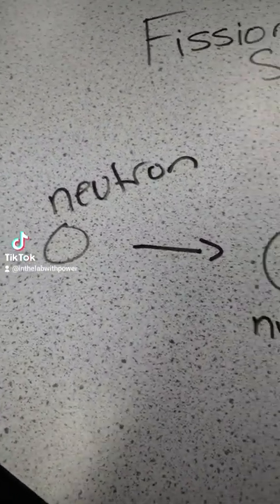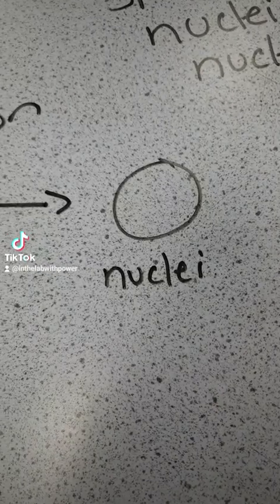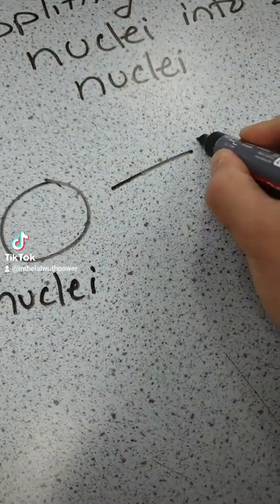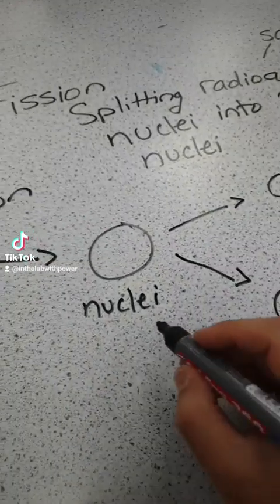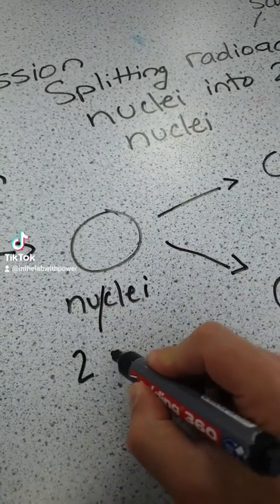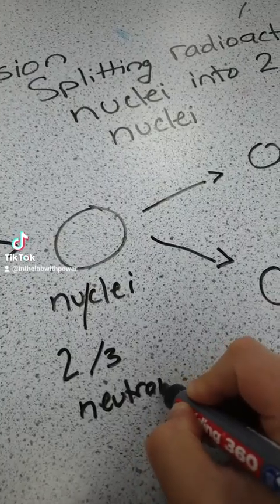Now the process all starts with a neutron. A lowly neutron is fired at a nucleus, and what that does is it becomes radioactive. Now when that happens, that nucleus is going to split into two smaller nuclei. But at the same time, this is also giving off about 2 or 3 extra neutrons, and the system's going to repeat itself.